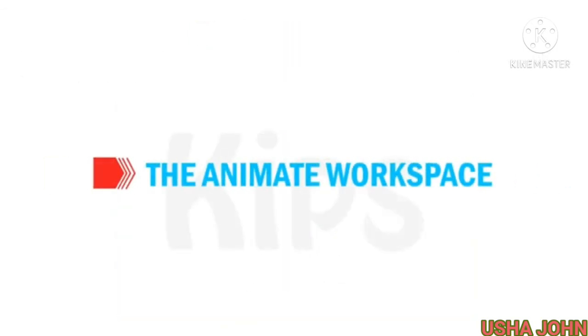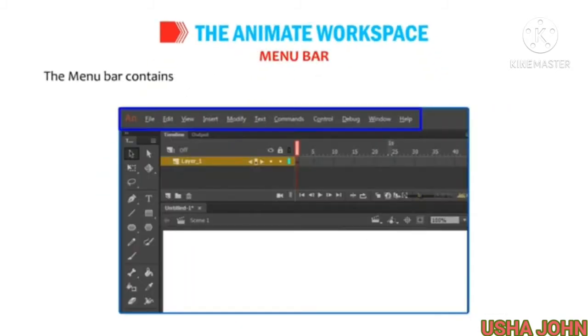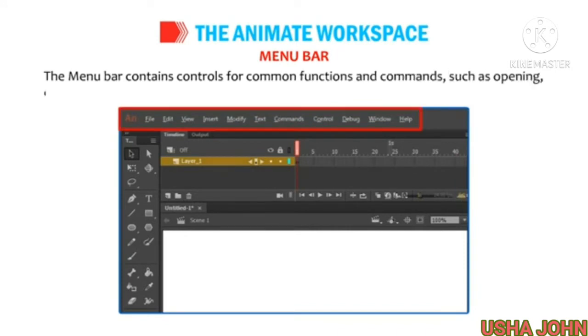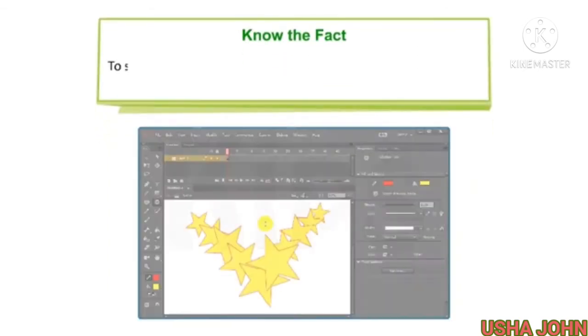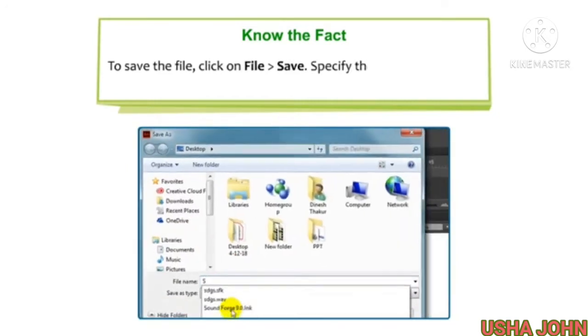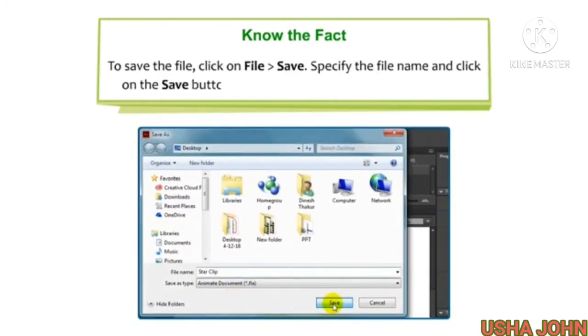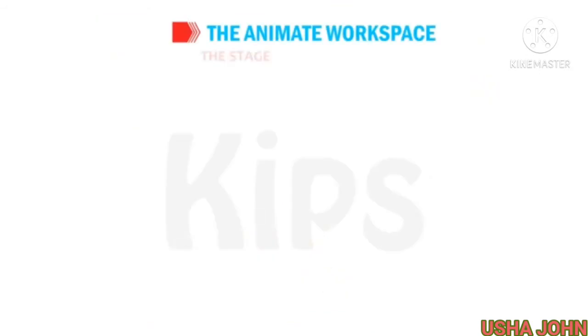The Animate workspace, the Flash workspace. Menu bar. The menu bar contains controls for common functions and commands such as opening, editing and saving files, etc. Know the fact. To save the file, click on File, Save. Specify the file name and click on the Save button. The file will be saved with .fla extension.